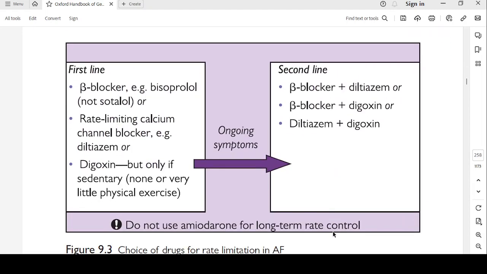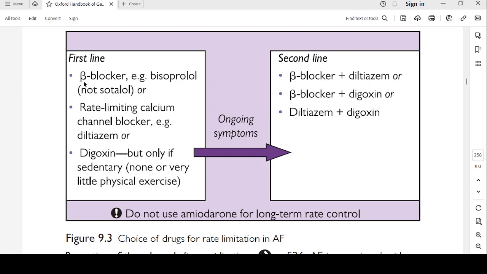So, atrial fibrillation, the drugs. First line: beta blockers, for example bisoprolol, not sotalol, only bisoprolol. Rate limiting calcium channel blockers, for example diltiazem. Digoxin, but only if sedentary, with none or very little physical exercise, and the patient is not on any high risk physical activity. So first line drugs are either a beta blocker, a rate limiting calcium channel blocker, or digoxin.